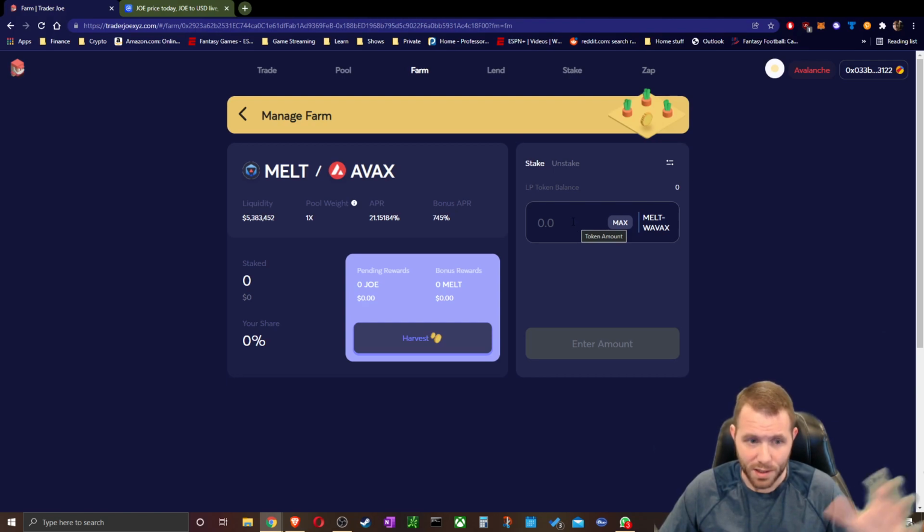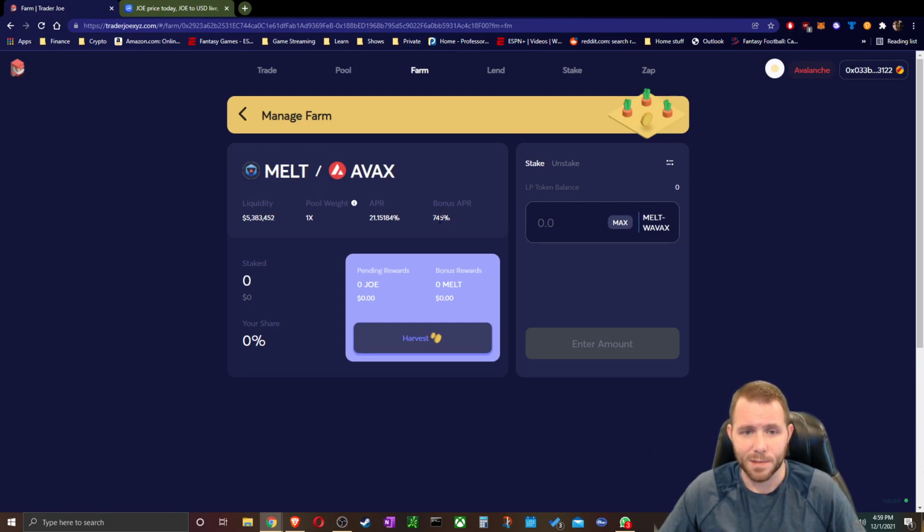So, and you can do this with any of the farms that are on here. This is just the one we chose, so this is the example I'm giving. So you stake it, you send them in here. You'll have however many liquidity tokens. You'll send it in here, and you'll additionally make 21% APR plus this bonus 745% APR, which is crazy.